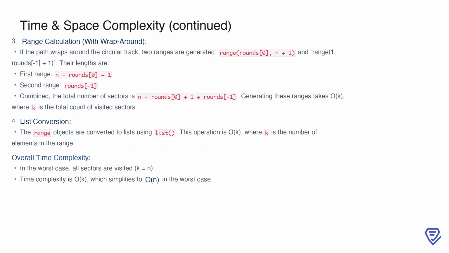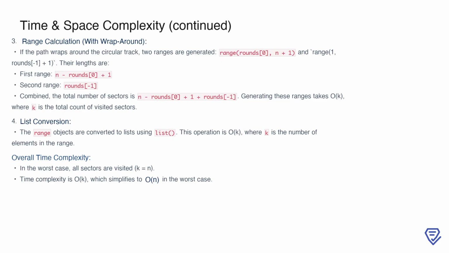When the path wraps around the circular track, the computation involves generating two separate ranges. The first range starts from rounds[0] and goes up to n + 1, while the second range begins at sector 1 and continues to rounds[-1] + 1. The length of the first range is determined by the formula n - rounds[0] + 1, and the second range has a length equal to rounds[-1]. Adding these together gives the total number of visited sectors as n - rounds[0] + 1 + rounds[-1].